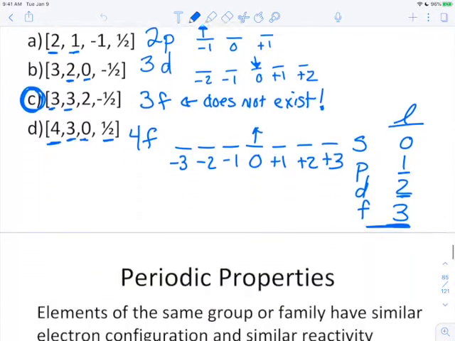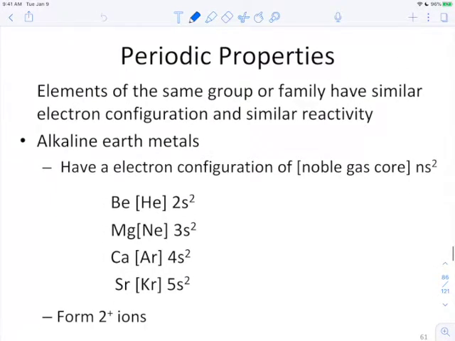All right, so moving forward, we're going to talk about periodic properties. So these are properties that repeat across the periodic table. Sometimes they repeat from left to right, and sometimes they repeat going down the columns. So the first one we're going to talk about is elements of the same group or family have similar electron configurations and similar reactivities. So we talked about this aspect here before, the similar reactivities. But the reason that they do have similar reactivities is because of their electron configuration.